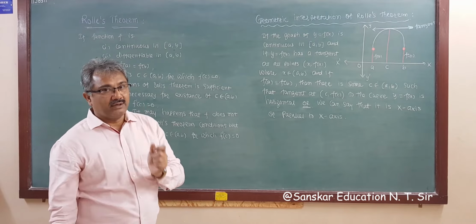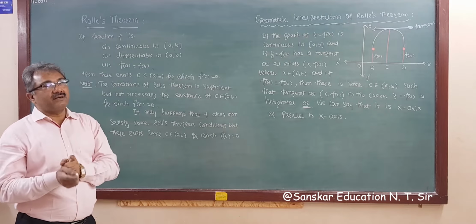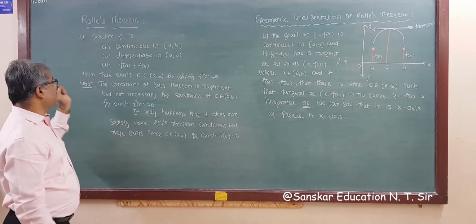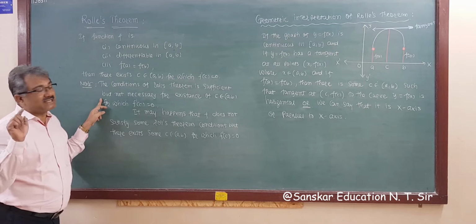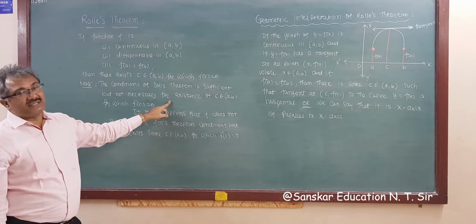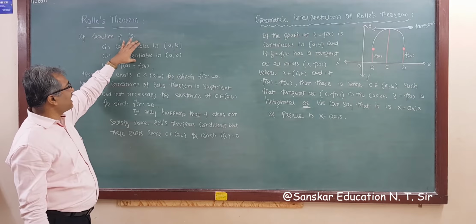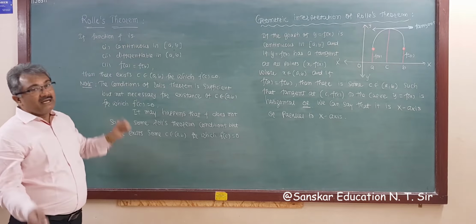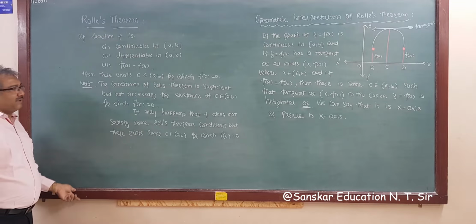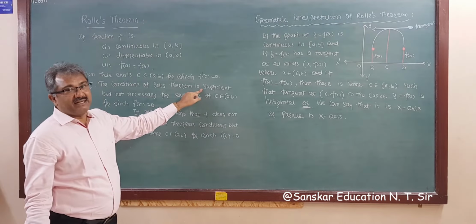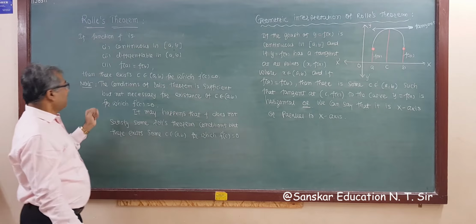Now note one thing: the condition for Rolle's theorem is a sufficient condition, not necessary. The conditions of Rolle's theorem are sufficient but not necessary for the existence of c belonging to AB. So these three conditions are sufficient, not necessary, right?